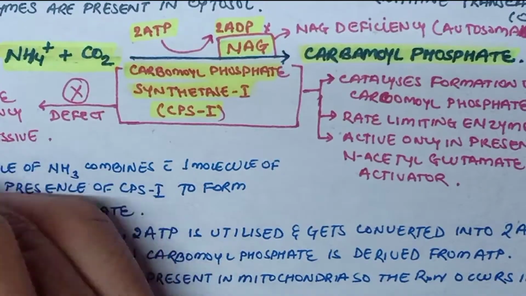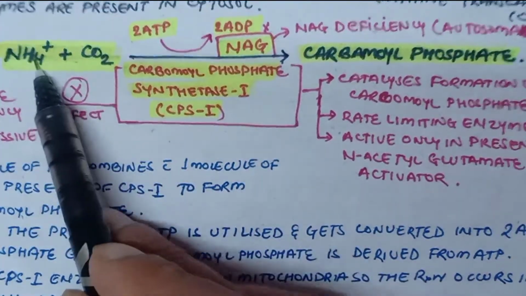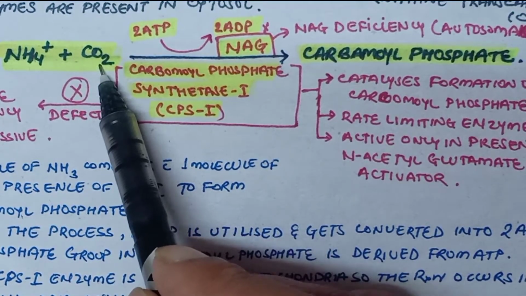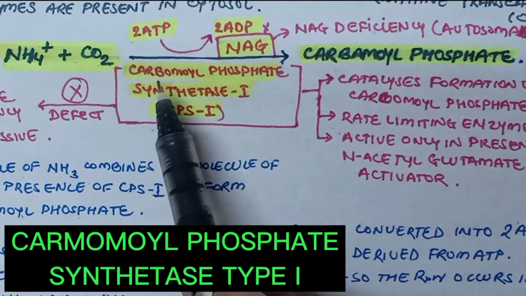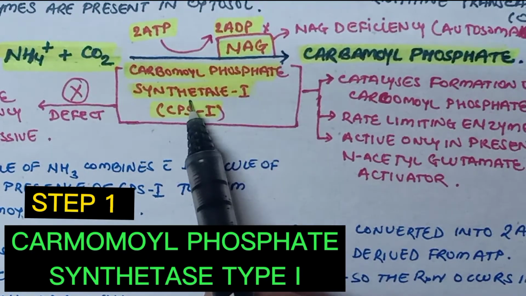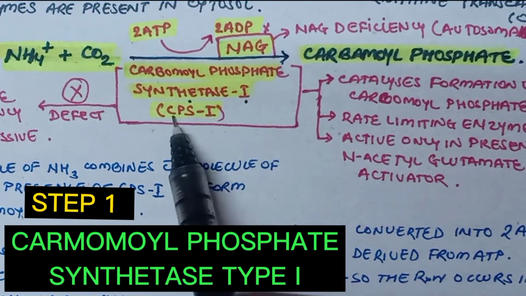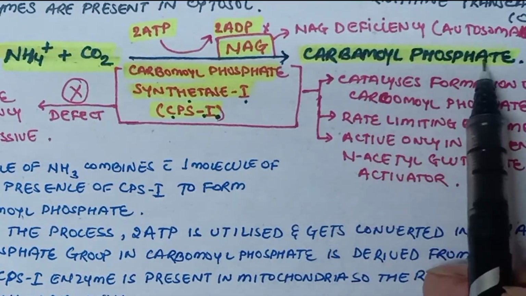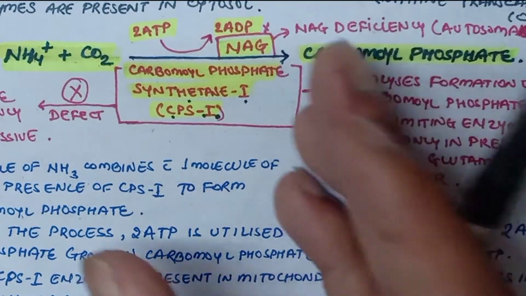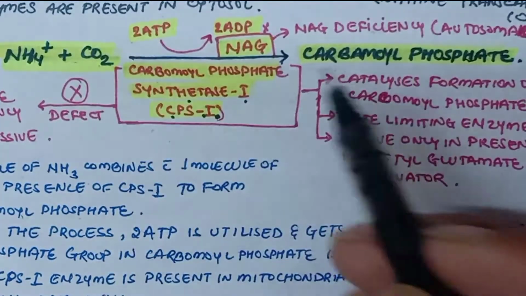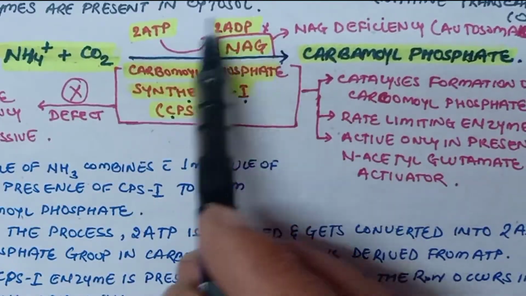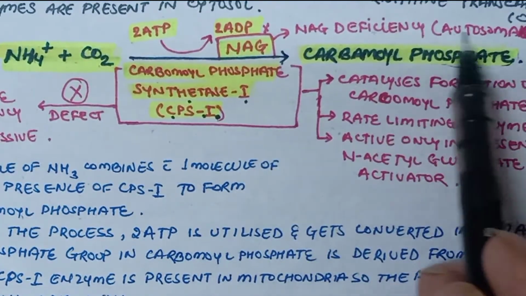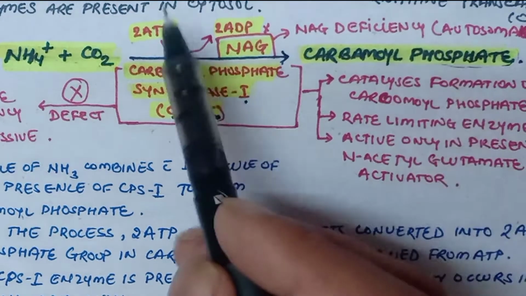In step 1, one molecule of ammonium combines with one molecule of carbon dioxide in the presence of the enzyme carbamoyl phosphate synthetase type 1, that is CPS type 1, to form carbamoyl phosphate. Now during this process 2 ATP is utilized and gets converted into 2 ADP. So the phosphate present in the carbamoyl phosphate is derived from this ATP.